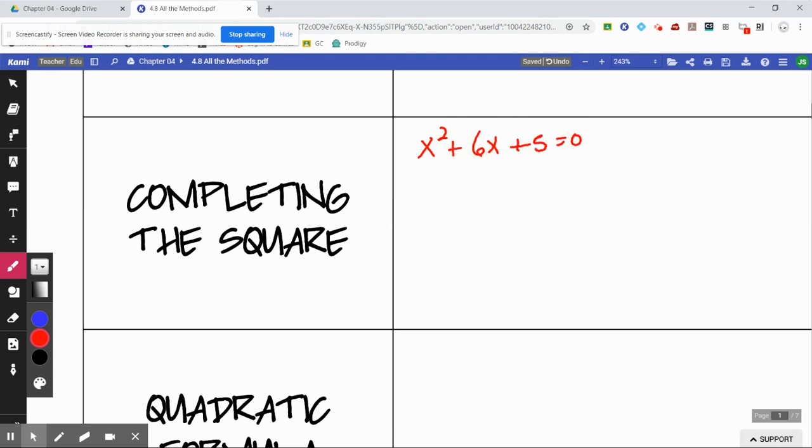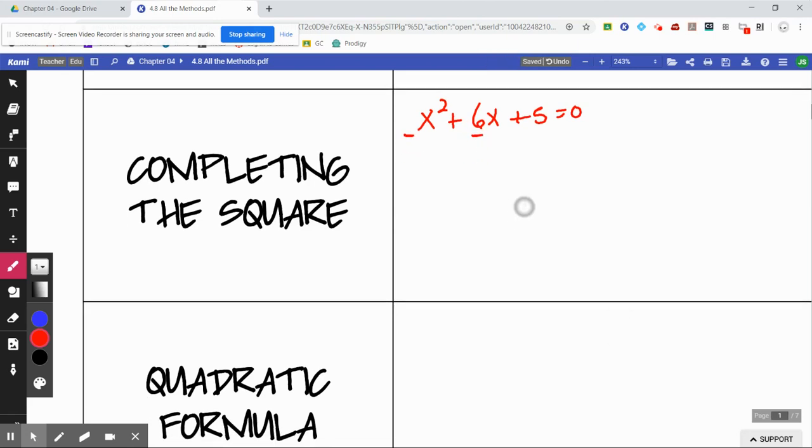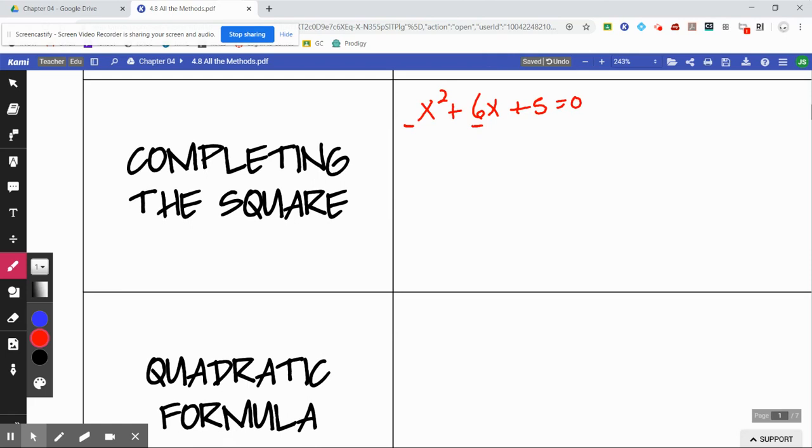Let's do completing the square, which is probably another pretty good way of solving this one. I like to use completing the square when my a value is 1 and my b value is even, which is the best case. So let's move our 5 over by doing negative 5. We're going to complete our square by taking half of this and squaring it. So I'm going to add 9, and add 9 to the other side.